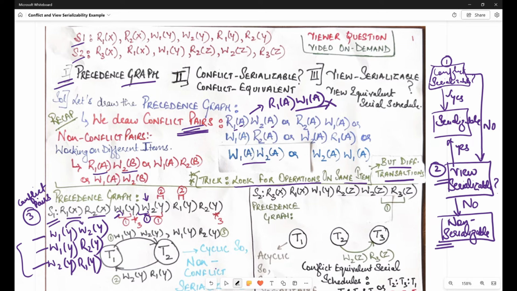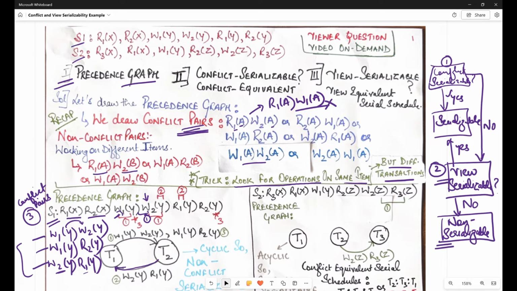Comma W1Y, R2Y. And then we have another edge W2Y, R1Y. So this is from 2 to 1. If you see, it goes from 2 to 1. So the direction is from 2 to 1 we have drawn, and the labeling is W2Y, R1Y. Okay, so as you can see, there is a cycle here, right? You go from T1 to T2, and then from T2 to T1. You can again go from T1 to T2. So there are edges existing in the graph such that it is a cycle. So if it is cyclic, it is non-conflict serializable. So we have that this schedule is non-conflict serializable.